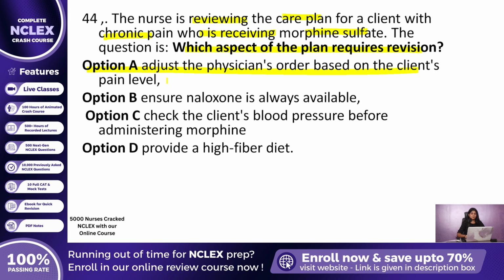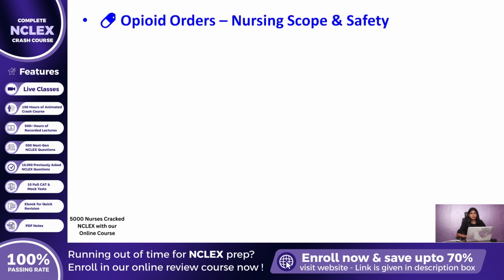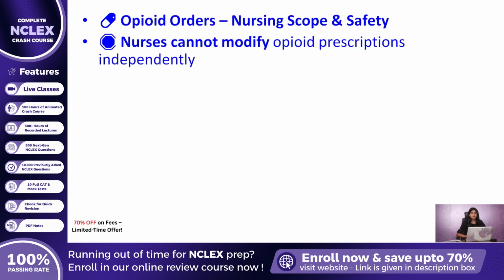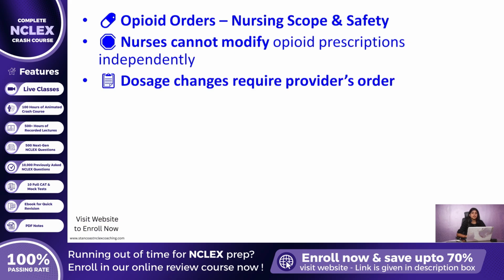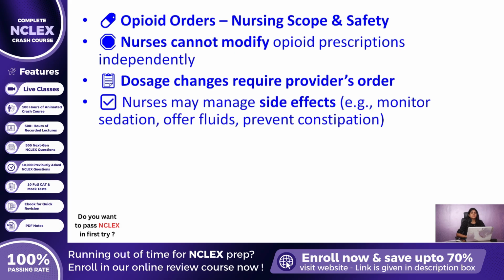Here is the rationale. Nurses are not authorized to independently modify a physician's prescription. Adjusting opioid dosage requires a provider's order, even if based on valid assessment data. The remaining options reflect appropriate nursing interventions to ensure client safety and manage common side effects of opioid therapy.